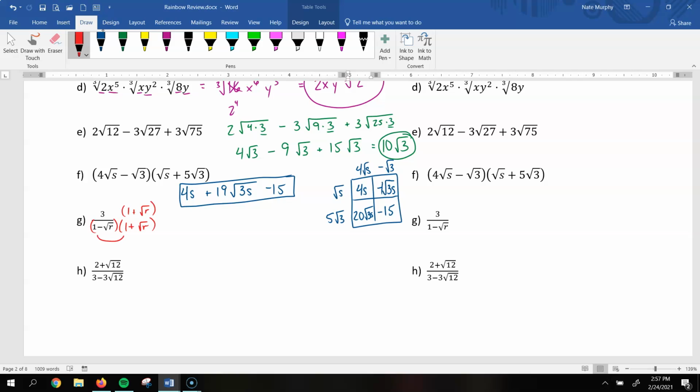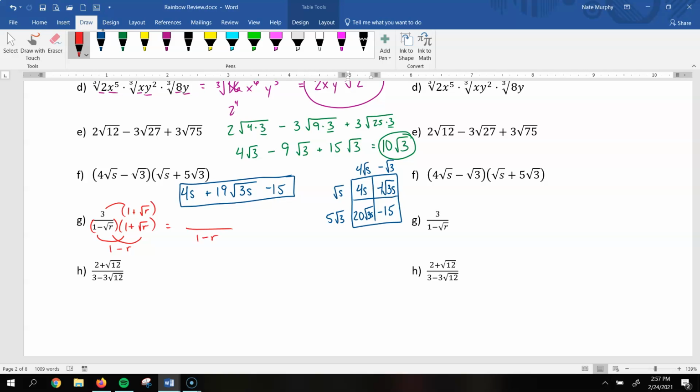Now, the nice thing about multiplying by conjugates is that when we multiply them together, all we're worried about is multiplying the first terms together and the last terms together. So 1 times 1 is 1, and negative times a positive is going to be a negative, and square root of r times square root of r would just be r. So our denominator is going to be 1 minus r.